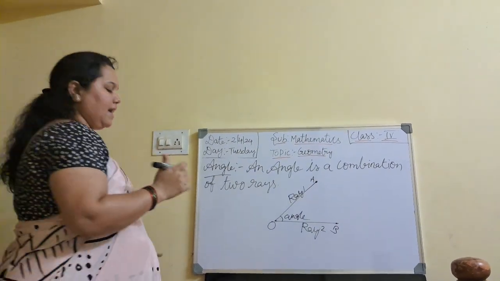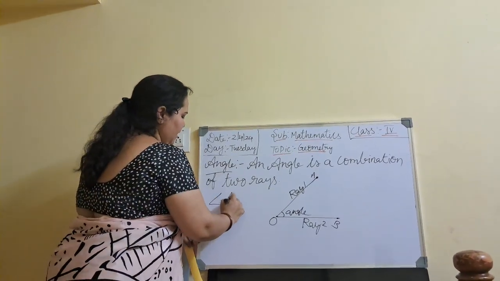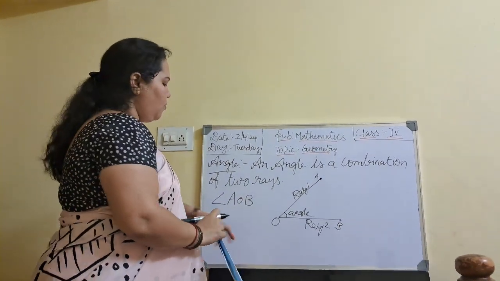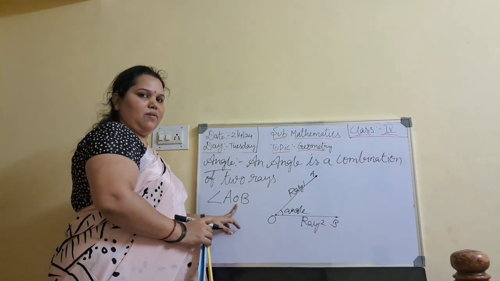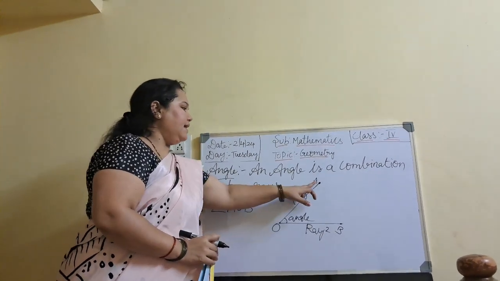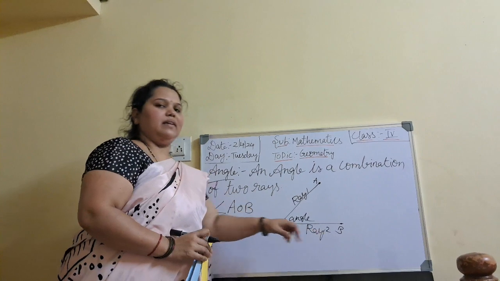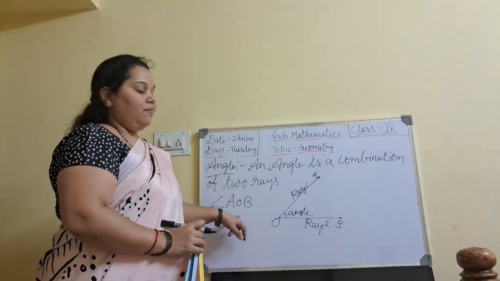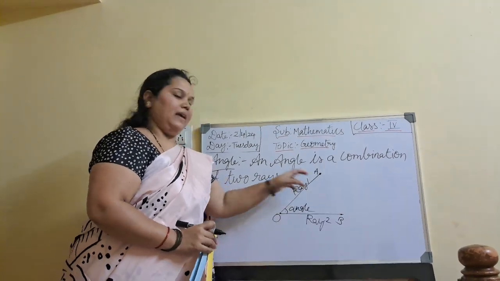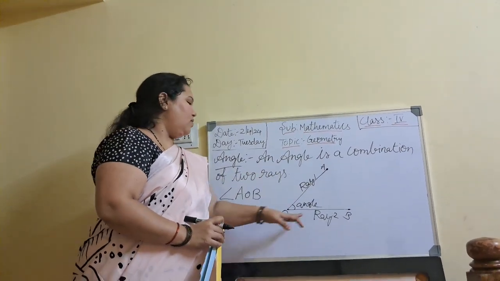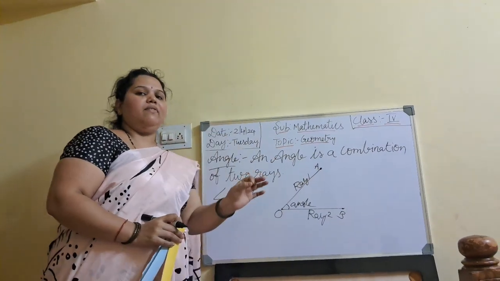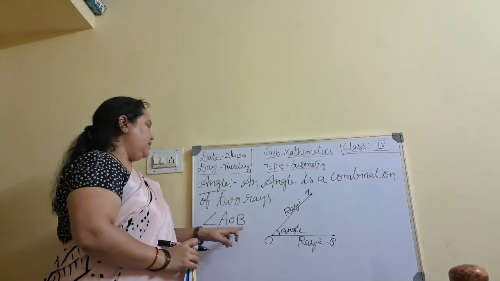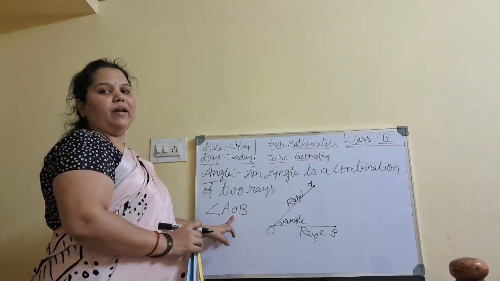Then how will you write an angle? Angle AOB. Always remember that O should be in the middle. Angle AOB we can call or we can write. But we won't write OBA, isn't it? So we always write angle AOB, always with O in the middle of the points.